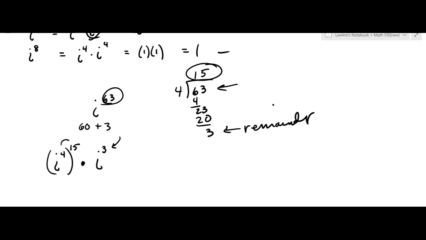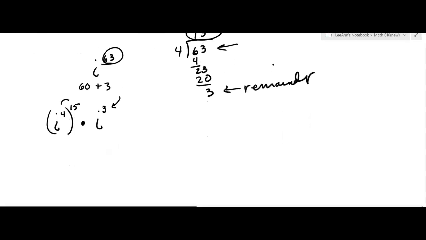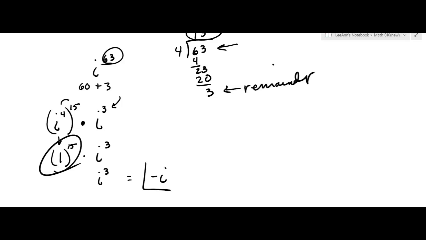Now, you might be saying, well, why do you want to do that? Because i to the 4th is just 1. So now I have 1 to the 15th times i cubed. Well, this is just going to be 1. So 1 times 1 times 1, 15 of them, that's just going to be 1. So now it simplifies to i cubed, but that's on my i chart. And so I know it's -i, and I'm done.